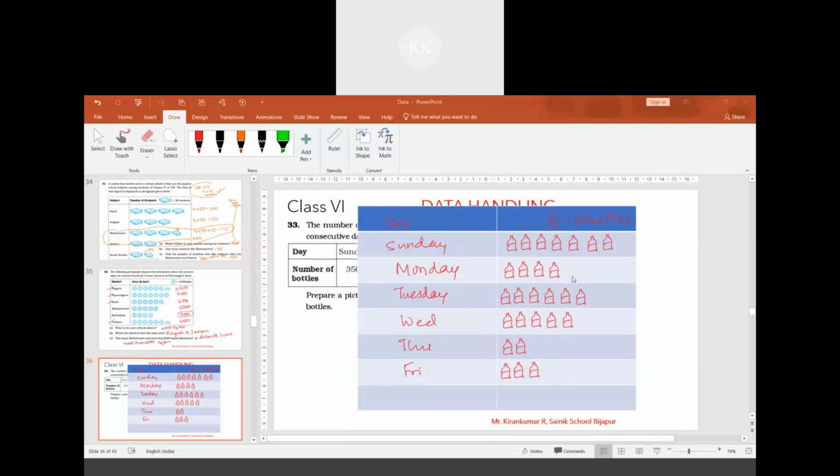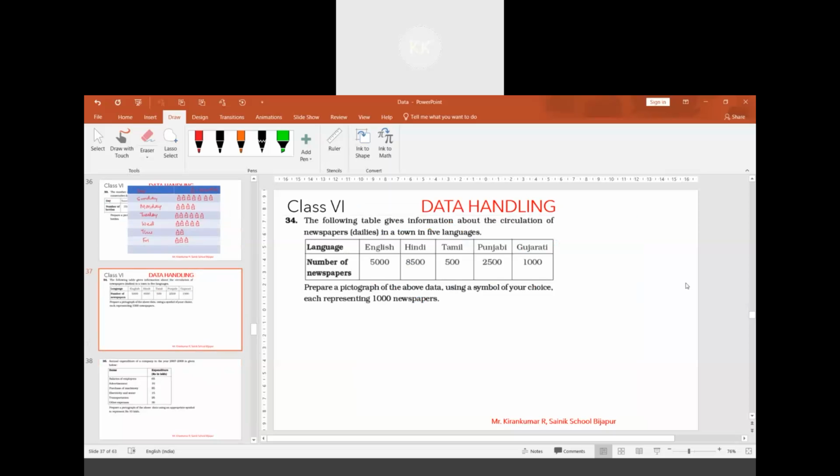All of you have understood this? Yes, sir. Isn't it easy to make a pictograph? Yes, sir. It's easy, sir. Next question is also very easy.